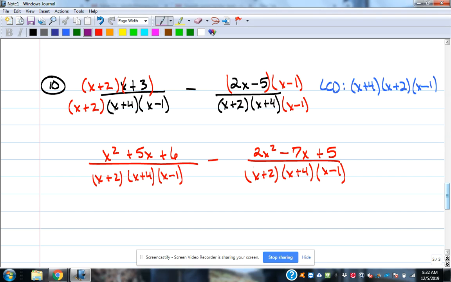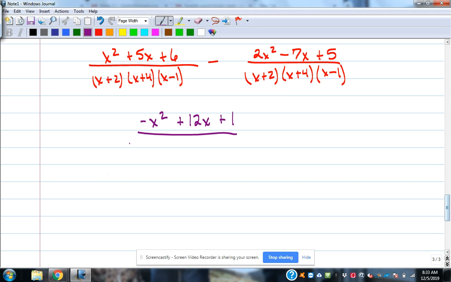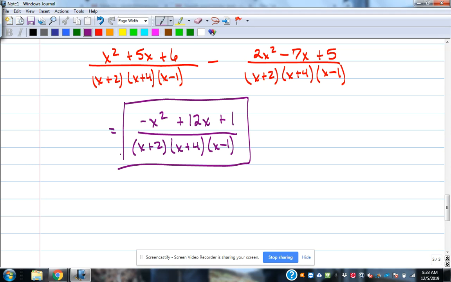the like terms. So x squared minus 2x squared would be negative x squared. 5x minus negative 7x would be plus 12x, and 6 minus 5 would be plus 1. And then the denominator, x plus 2, x plus 4. That numerator, will it factor? No, nothing multiplies to be negative 1 and adds to be 12.